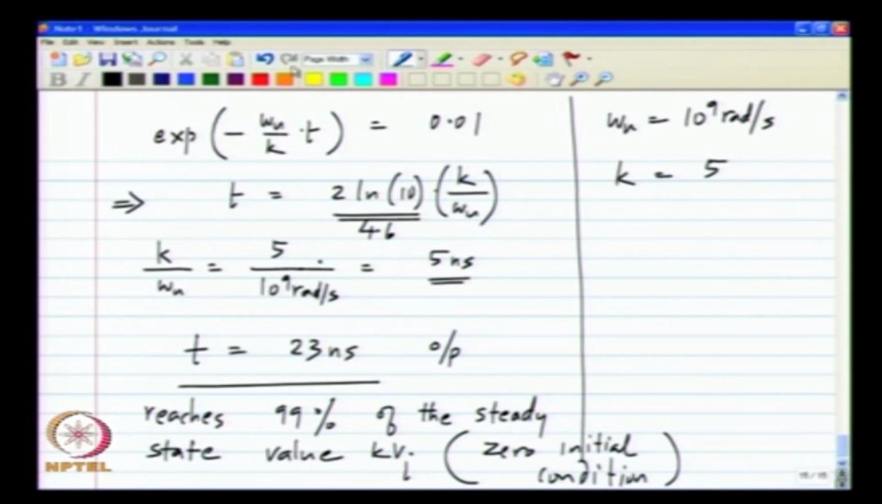Now, let us say I use a faster integrator. What do I mean by a faster integrator? It has a higher value of omega u.